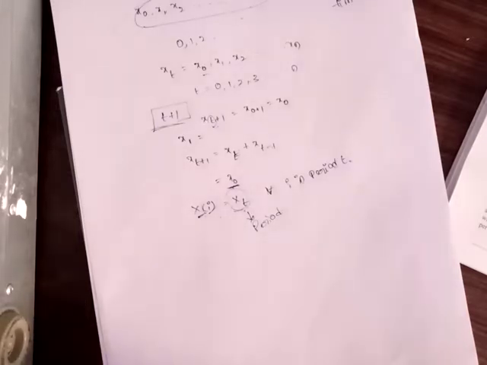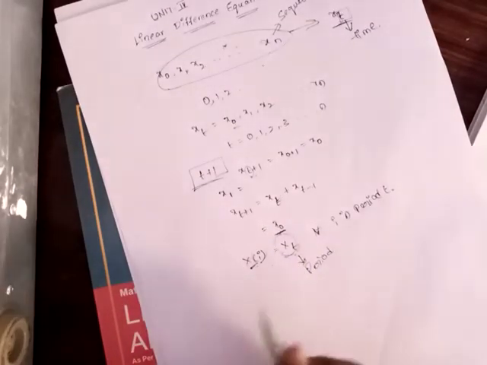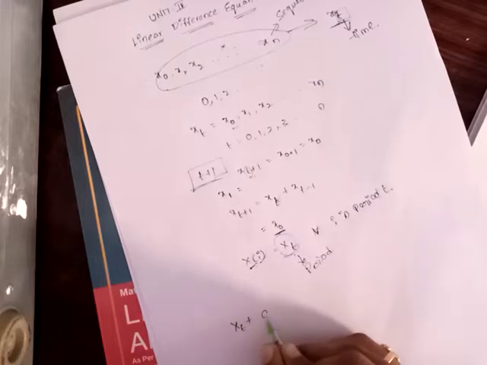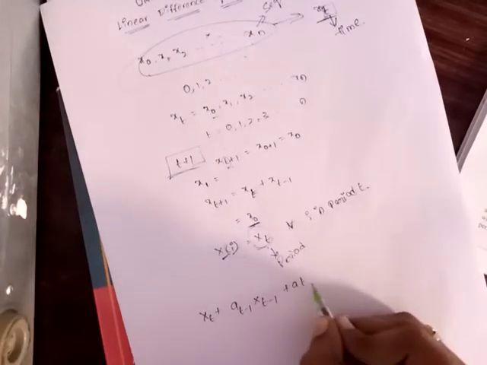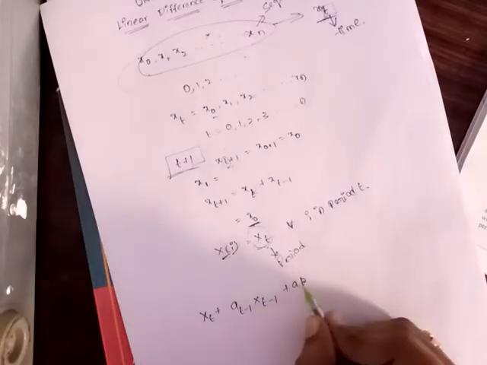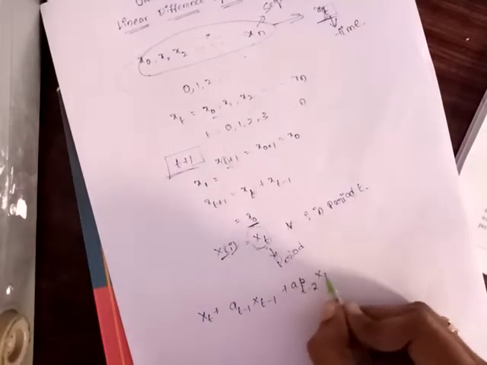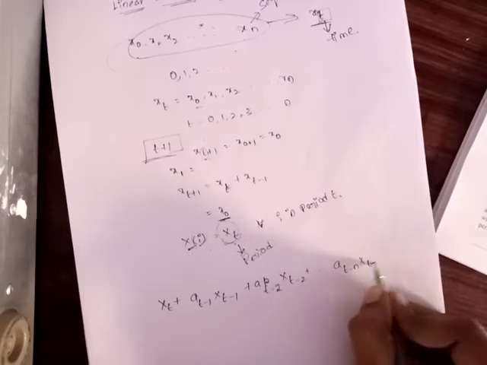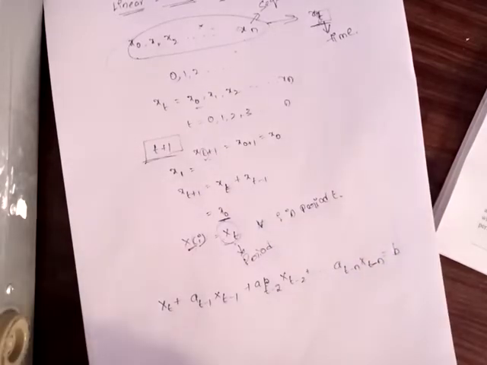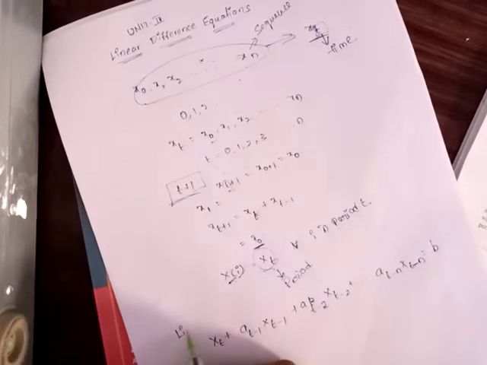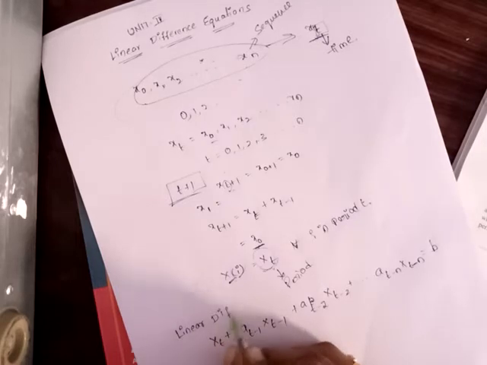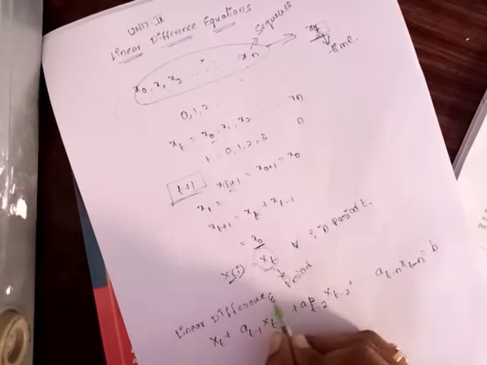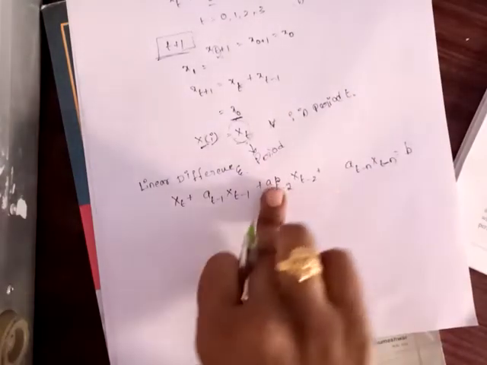We have to write the general equation of a linear difference equation, that is xt plus a1 xt minus 1 plus a2 xt minus 2 and so on, plus an xt minus n is equal to b. This is the general form of the linear difference equation. This is the first definition of the difference equation and linear difference equation.